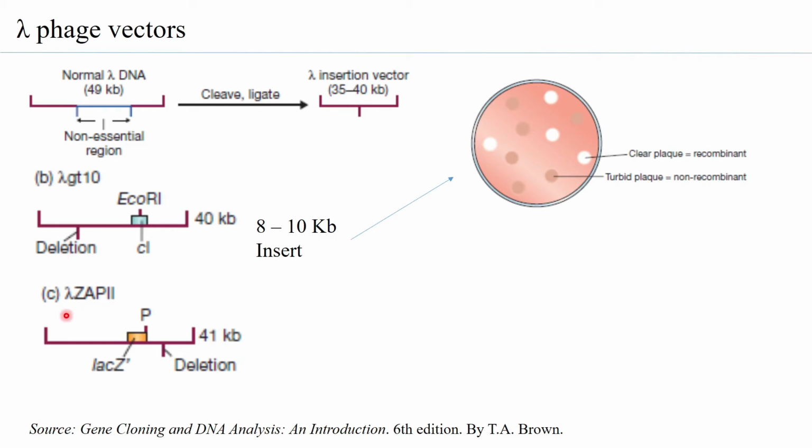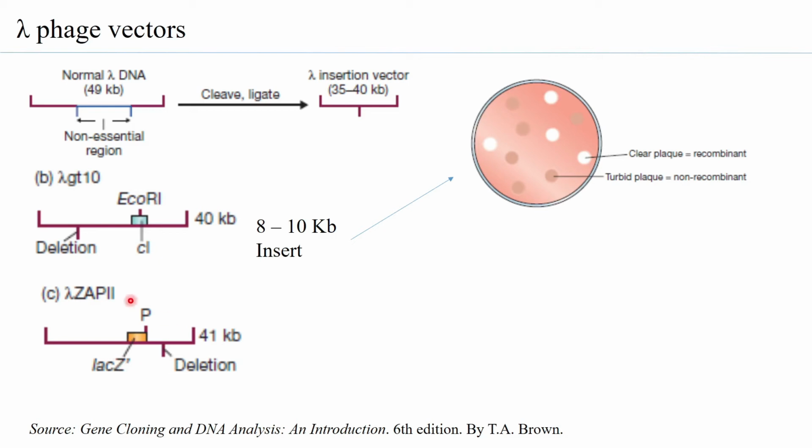Another example of an insertion vector is lambda ZAP2. In lambda GT10, within the CI gene you had the EcoR1 site. Here, within this non-essential region, a modification has been made in such a way that a lacZ prime is inserted as a selectable marker, and this lacZ prime has within it a polylinker, which is a multiple cloning site. Whereas in GT10 you could only cleave with EcoR1, here you can use several restriction endonucleases to cut and insert the DNA of your choice.